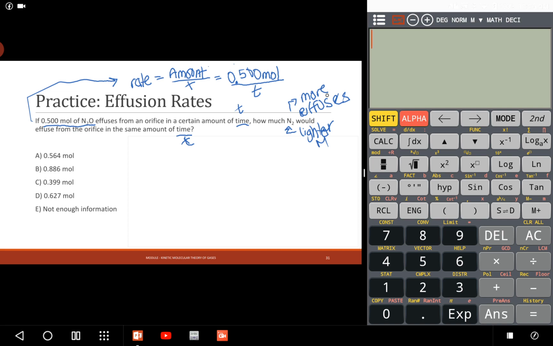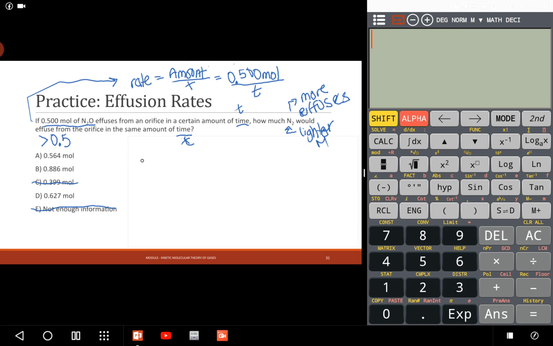So more is going to effuse from the N2. That means that I'm going to have an answer that's more than 0.5. And so therefore I can cross out the answers that don't make as much sense. So I need an answer that's going to be more than 0.5. That means if I end up with 0.399, I must have set up my calculation incorrectly. So let's think about this.